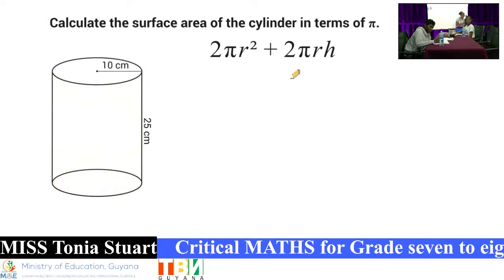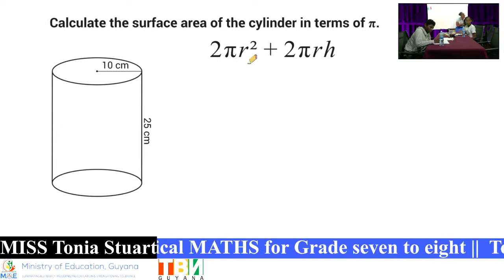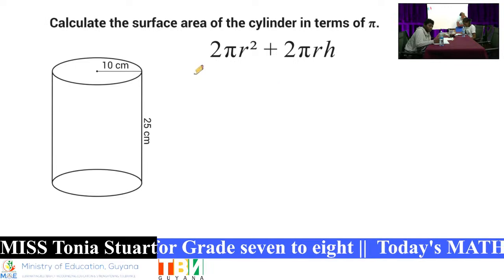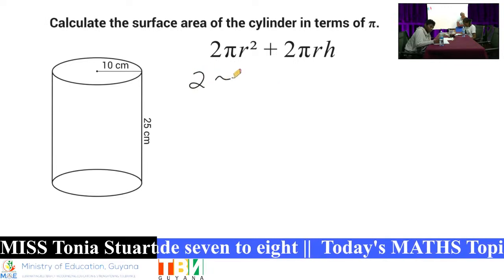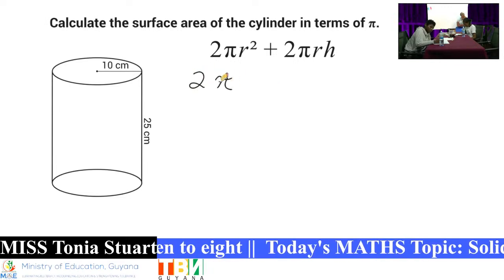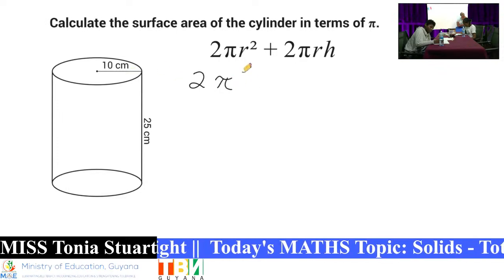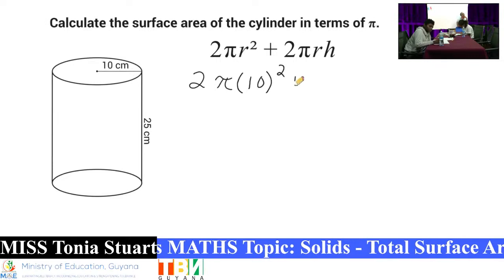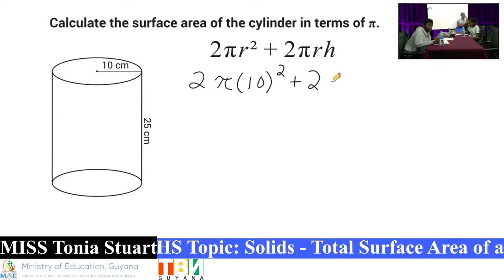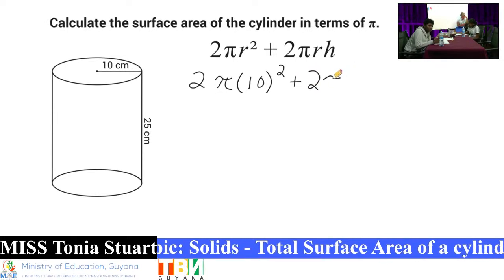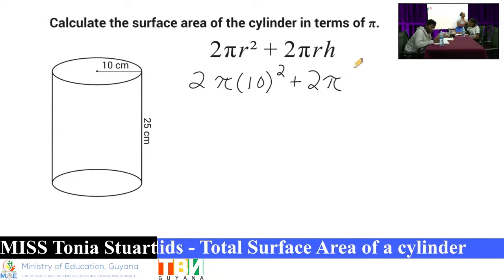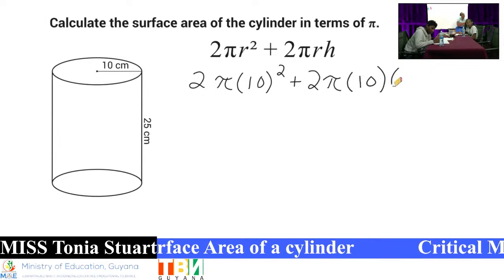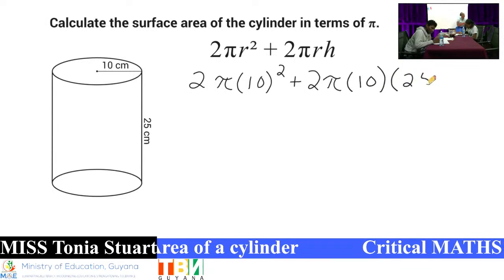So what we're going to do first is identify the value of radius and the value of height in this problem. So we're going to rewrite this as 2 pi times radius squared, and in this case our radius is 10. So we substitute r with 10, and then on the right hand side of our plus sign we have radius again, which we substitute with 10 again. We have to multiply that by the height of the cylinder, which is 25 centimeters.